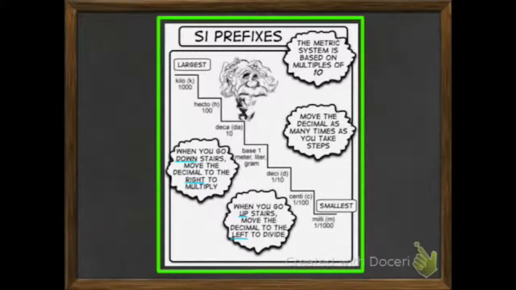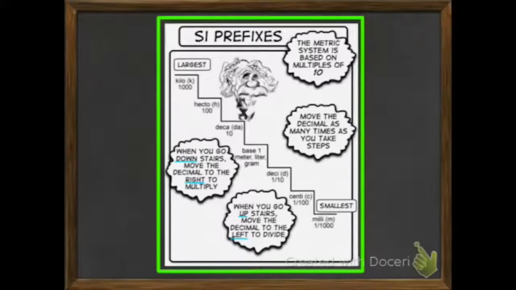So remember yesterday you saw these prefixes, and I showed this exact same picture, and what we talked about was all the different prefixes and really what they mean. So kilo means 1,000 times larger than the base unit. Hecto means 100 times. Deca, 10. Then the base, remember, always represents 1. Then deci is 1/10 or 0.1. Centi is 1/100th or 0.01. And milli is 1/1,000th or 0.001.